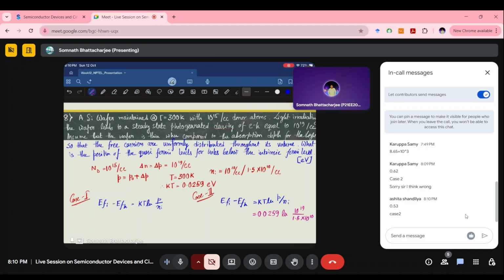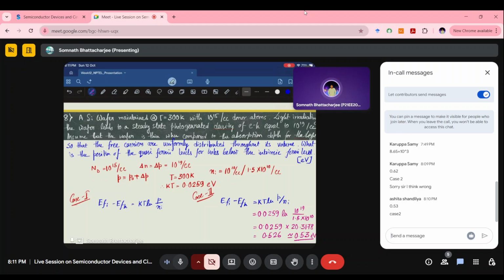And we need to find out ln of this, which is 20.3. So this is nothing but 0.0259 multiplied by 20.3178. If I multiply with 0.0259, it is 0.526. Yes, so we can write it as 0.53, or we can leave it as this as well.